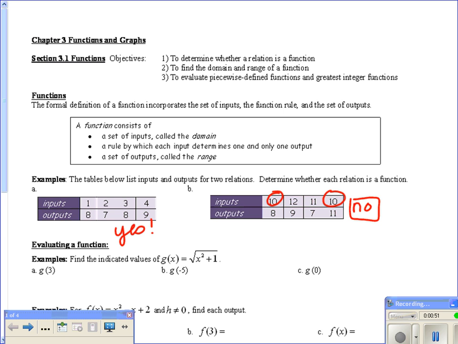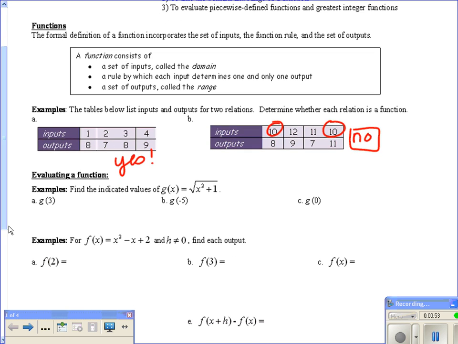Now, let's go ahead and talk about evaluating functions, and again, you learned this in Algebra 2. So we want to find the indicated values of g of x is equal to root x squared plus 1. Now, remember that if you look at a, b, and c, you notice you have g of 3, g of negative 5, g of 0. Anytime you see that and you're given this right here, that's the rule that you're going to use.